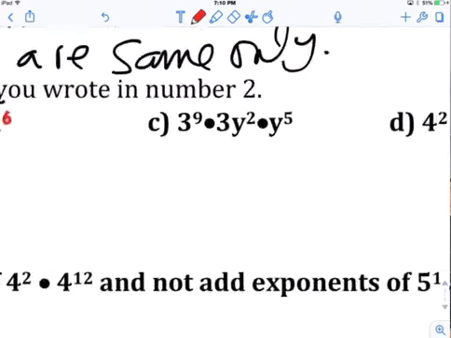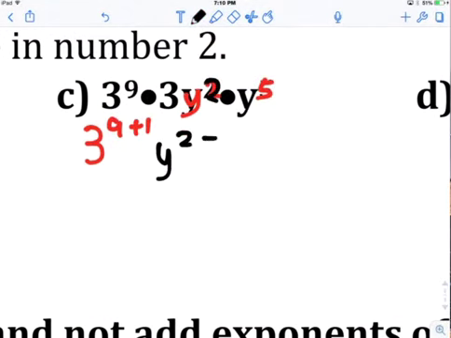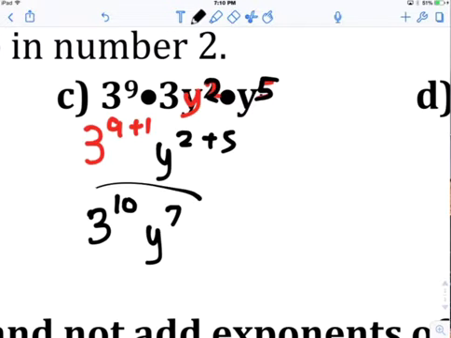Okay, right here. Hey, look, these bases are the same. We can write 3 9 times and 3 1 time to get 3 to the 10th. We can add, so 9 plus this 1 here. Okay, it makes sense. And then here's the y to the 2nd and to the 5th. So we got y to this 2 plus this 5. Get 3 to the 10th and y to the 7th. That's our answer.